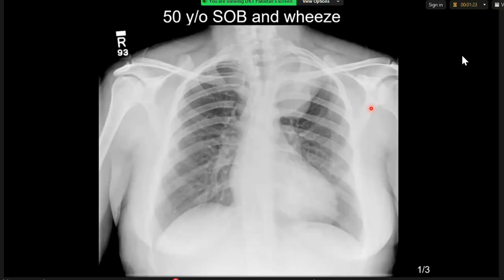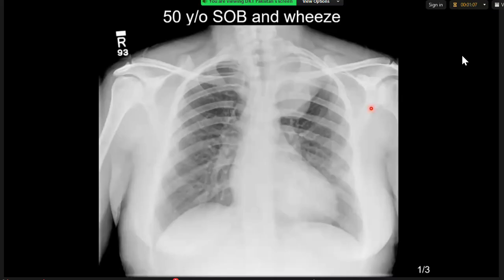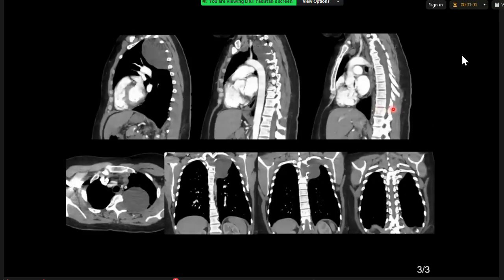So differentials would be a neural tumour that is causing this. What will you do next? In a 50-year-old, I could progress to a CT. If it was a younger patient, I would do an MR. Okay, so CT with arterial contrast. You asked for a CT, I've given you a CT, and I've got an MR.